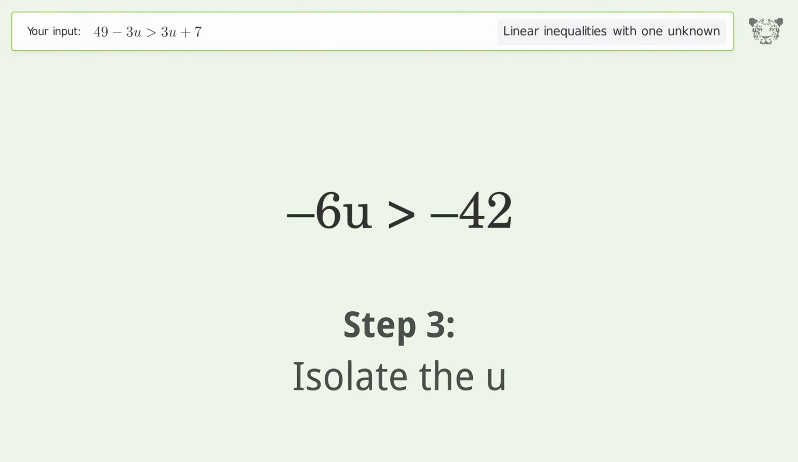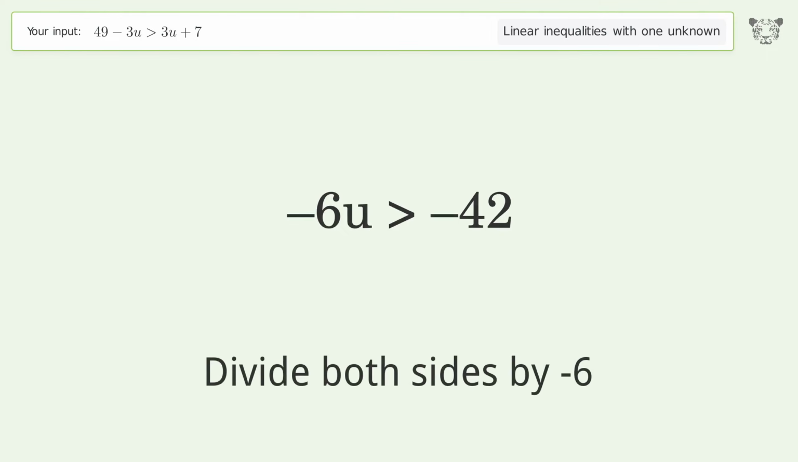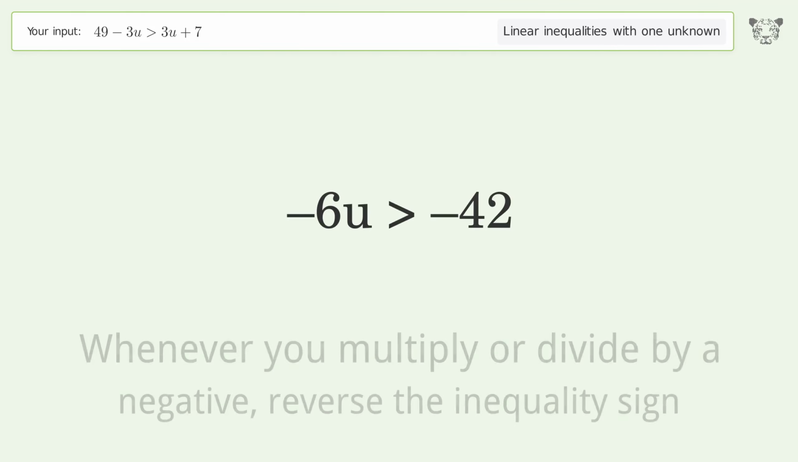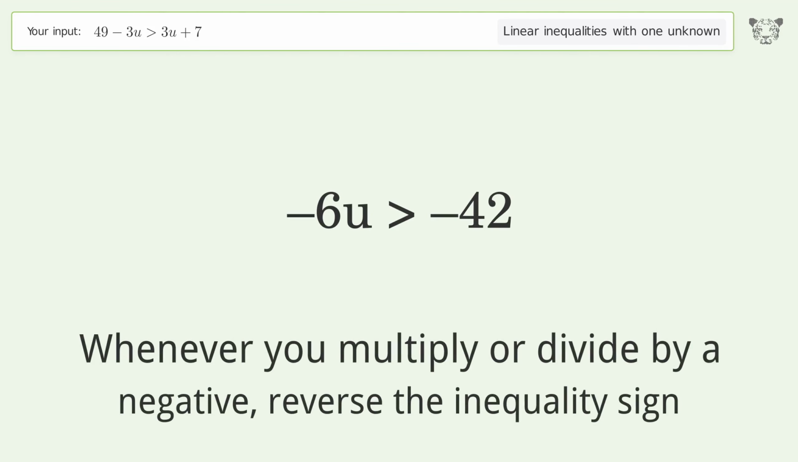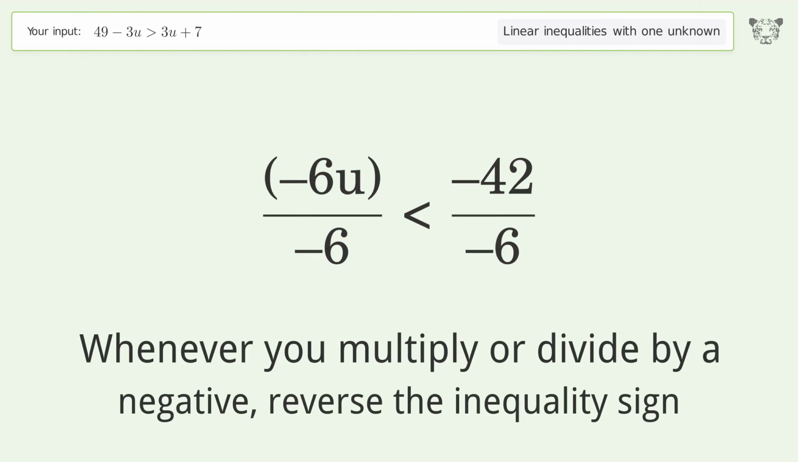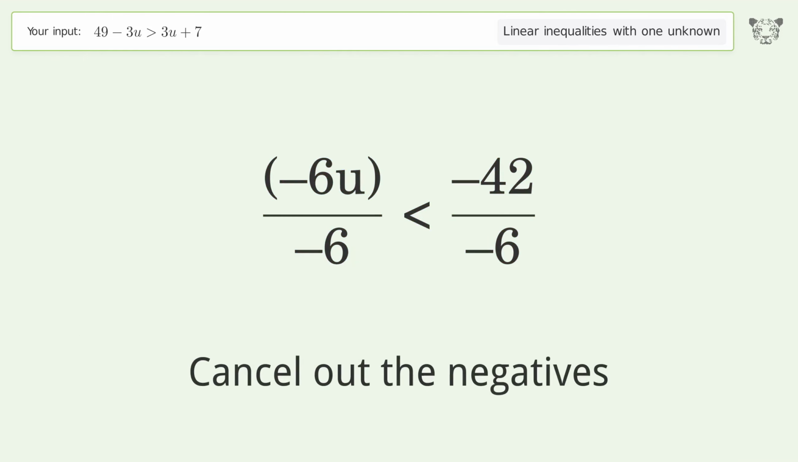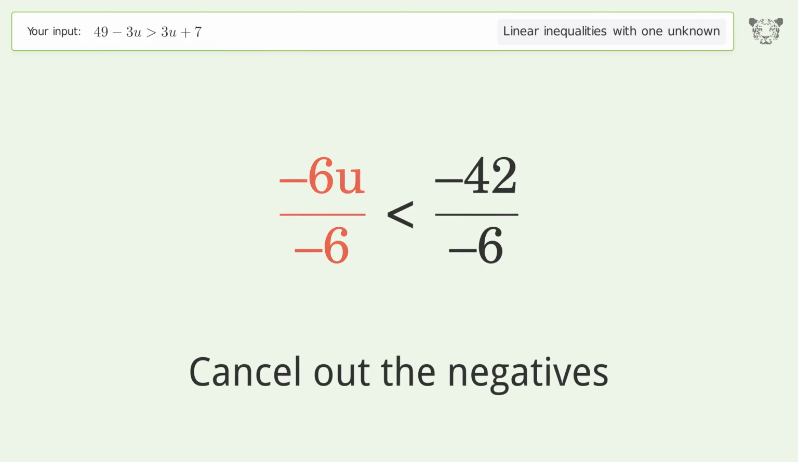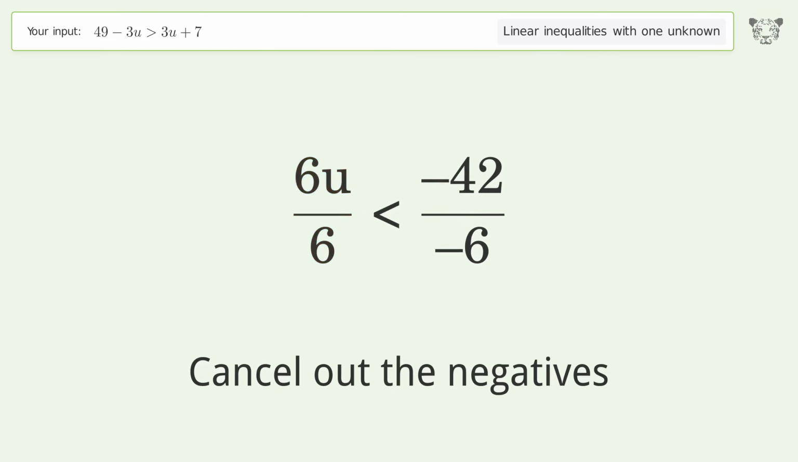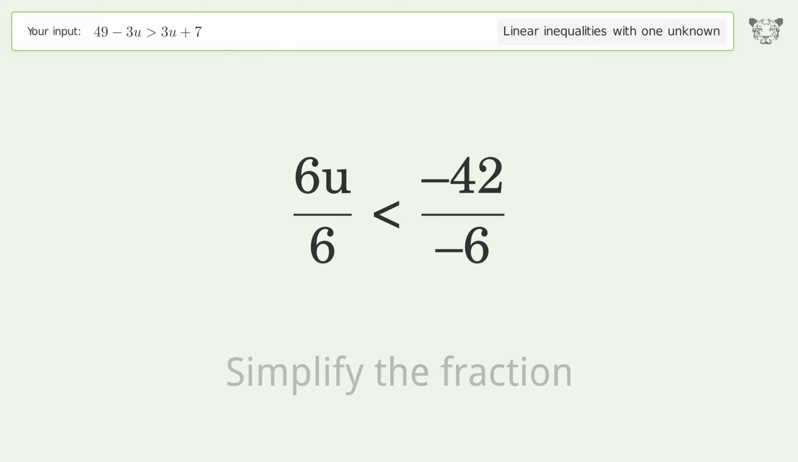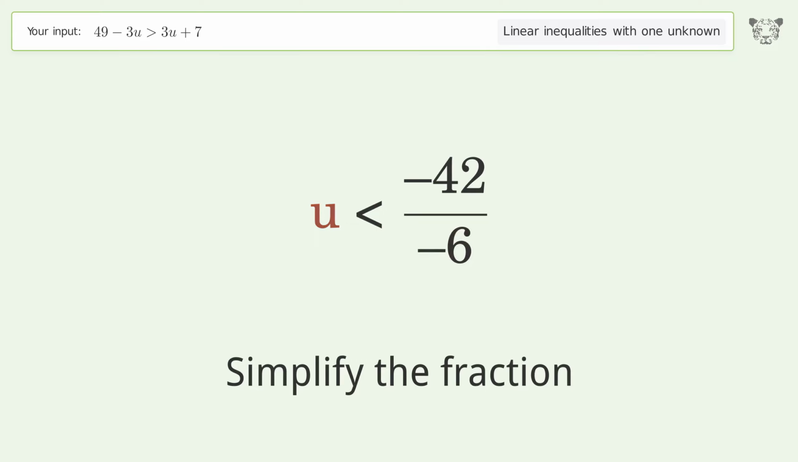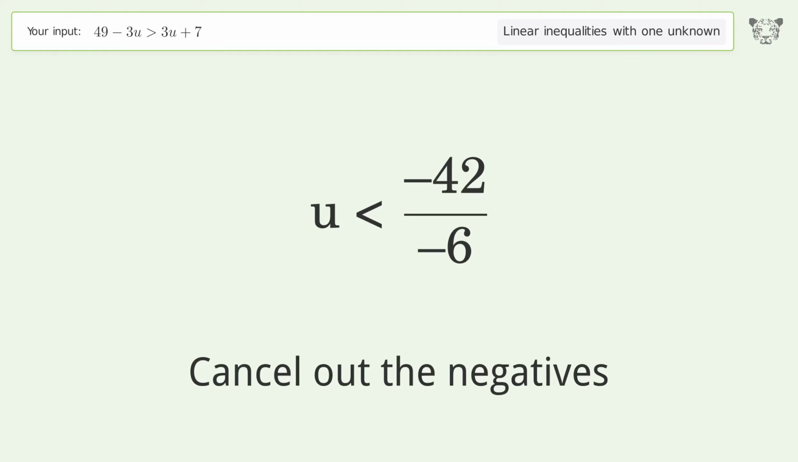Isolate the u. Divide both sides by -6. Whenever you multiply or divide by a negative, reverse the inequality sign. Cancel out the negatives. Simplify the fraction. Cancel out the negatives.